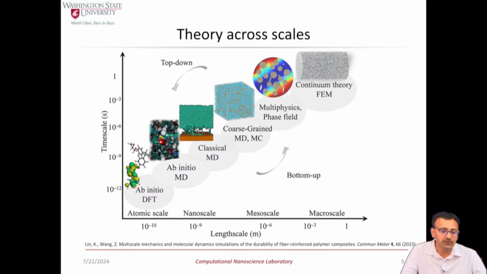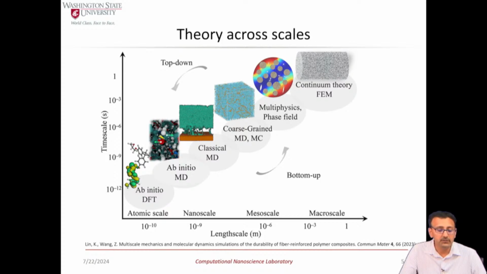So we start from the bottom left corner, which looks at the smallest length and time scale. If you look at the length scale, it's a logarithmic scale, of course. We are talking about angstroms, or 10 raised to negative 10 meters, and time scales of the order of picoseconds. We're talking about ab initio or first principles methods, namely one of the most popular ones is density functional theory, though density functional theory doesn't capture time aspects, it just minimizes structures.